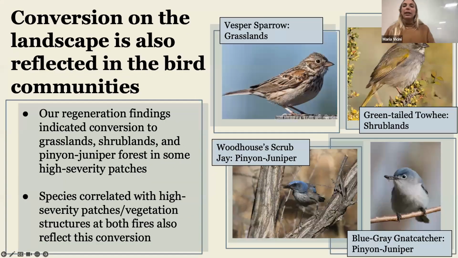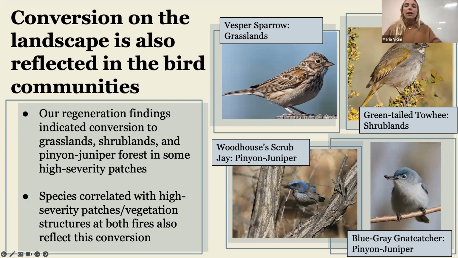Finally, another important point is that our findings do indicate signs of conversion across the landscape, both reflected in the bird community and the vegetation community. At the Hayman fire, over half of high severity sites had no signs of any conifer regeneration, and at the Ponil Complex fire, as you might remember, a little over half of high severity sites did have signs of conifer regeneration, but 20% of this regeneration was toward a different forest type, pinyon juniper.